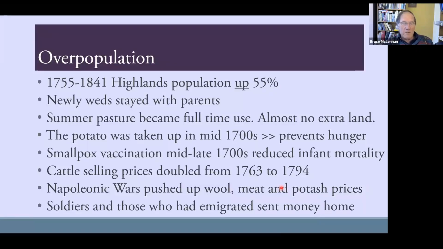So at the same time, we've got great increases in the population of the Highlands, from Culloden basically through till the 1840s. The population of the Highlands, despite emigration, went up by 55%, more than half. What was happening? Why could it be that you have overpopulation happening in the Highlands? Well, we saw it when we were looking at the Strath.